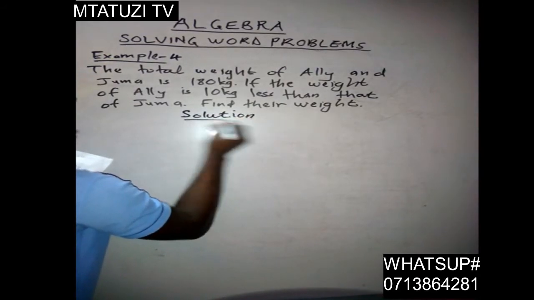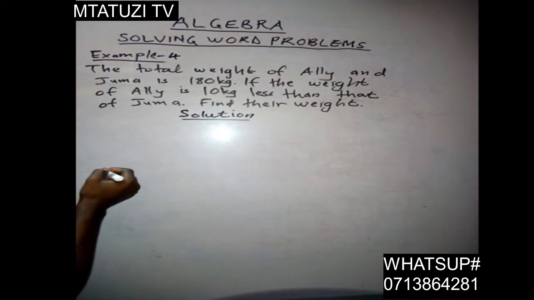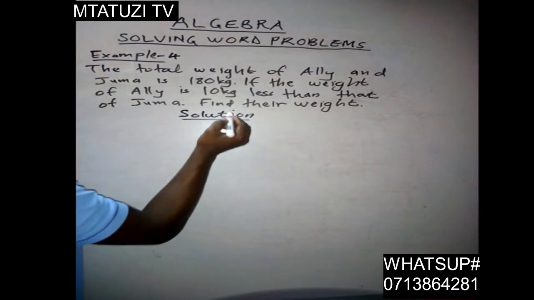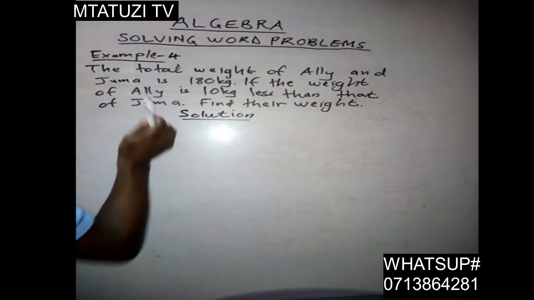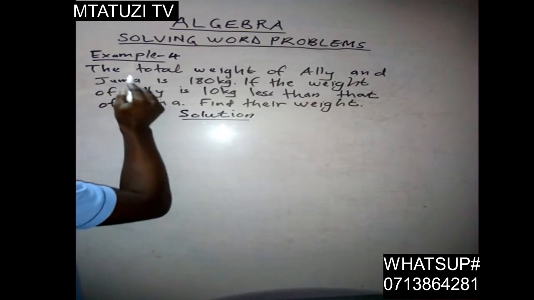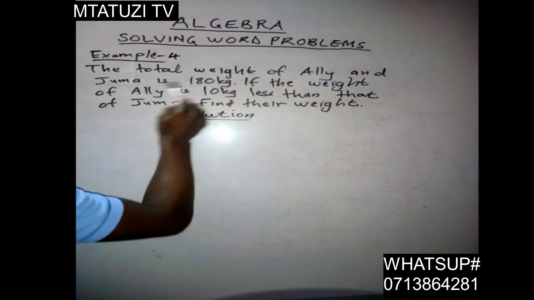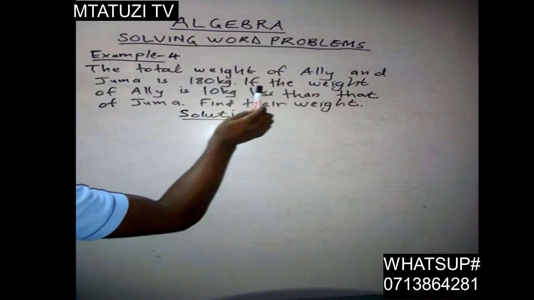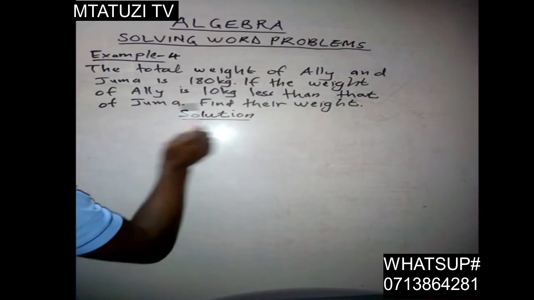Well, in order to solve this word problem, first of all, you have to understand them, because without understanding them, you will not be able to do them. So you have to understand them very well. First, we have to read the question well. The total weight of Ali and Juma is 180 kilograms. If the weight of Ali is 10 kilograms less than that of Juma, find the weight.